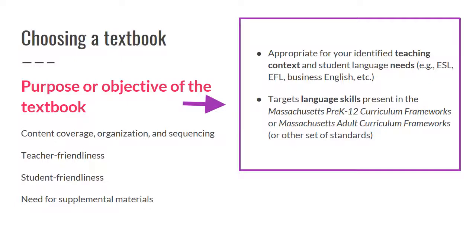You can find information about a textbook's purpose or objective by reading through the publisher's description, any notes to the student or teacher in the textbook, and by browsing through the table of contents.